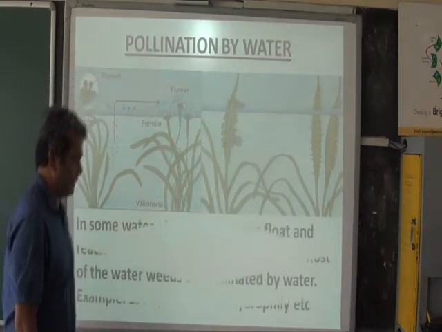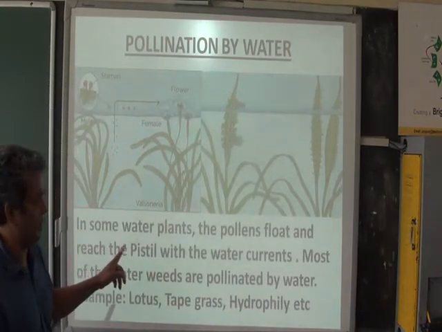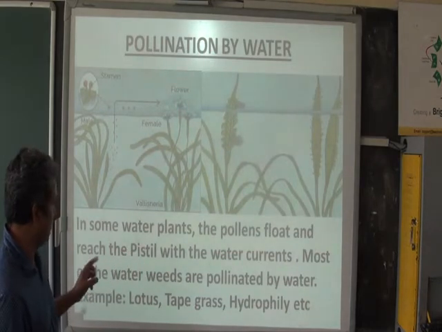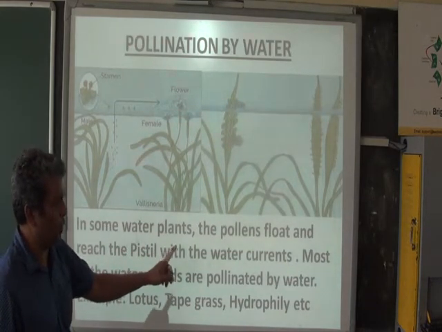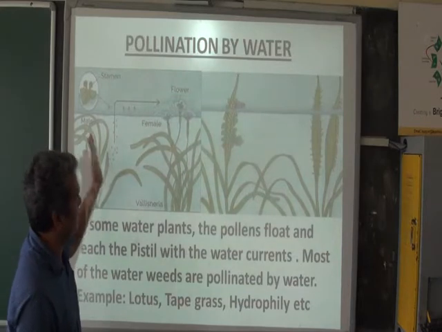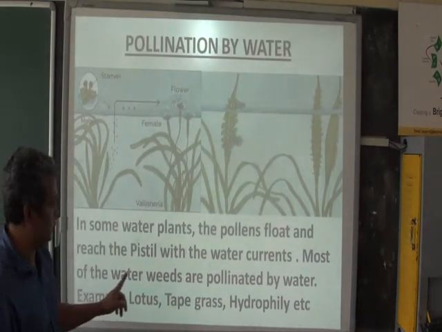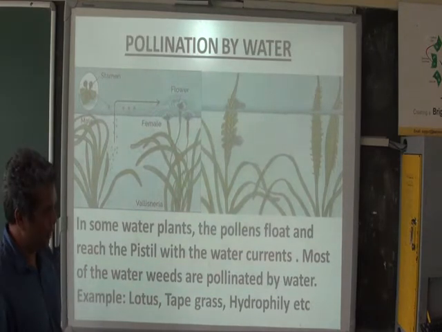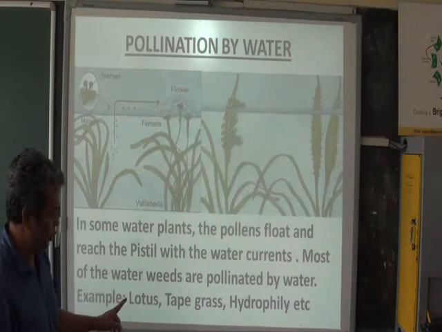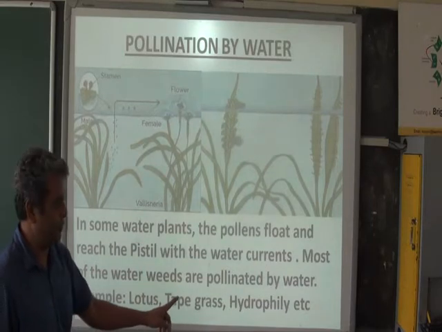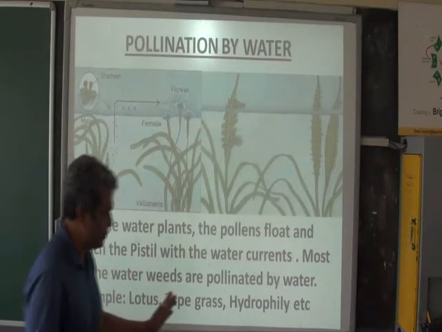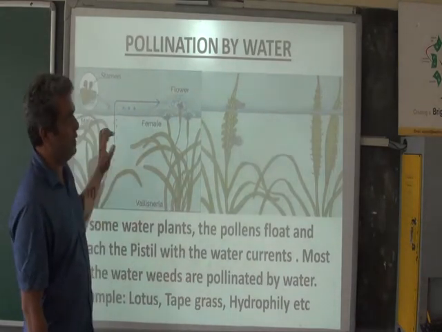Let us define it. Okay? In some water plants, the pollen grains float and reach the pistil with the water currents. So as the water flows, it takes the pollen grains from one flower to the other flower. Most of the water weeds are pollinated by water. Example, lotus, tape grass, hydrophily. So these are the different types of water plants that get pollinated by water.